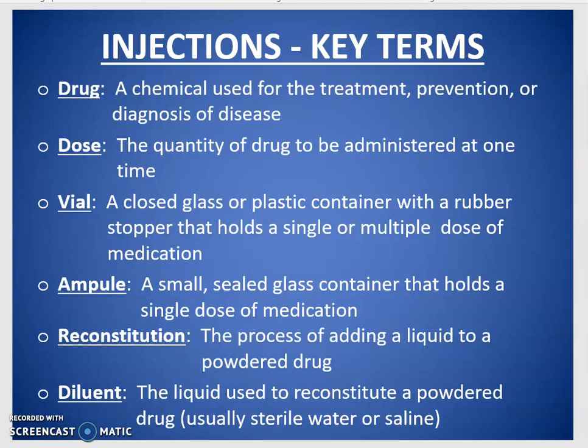So drugs: the chemical used for treatment, prevention, or diagnosis of disease. The dose is the quantity to be administered. A vial is a closed glass or plastic container with a rubber stopper, and we've seen these already in class. So the saline, the sodium chloride that you were drawing up in the syringes, those were in vials. Those were multi-use vials, and multi-use means it has multiple doses, which means you're going to come into it multiple times and pull medication out of it.